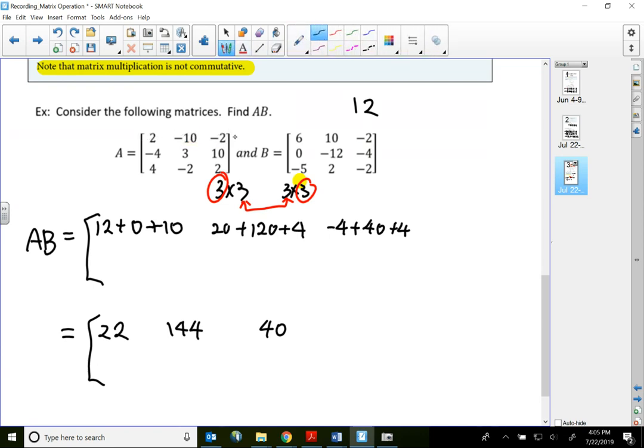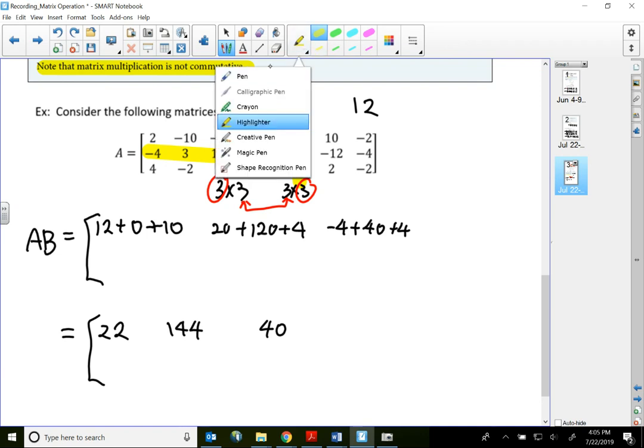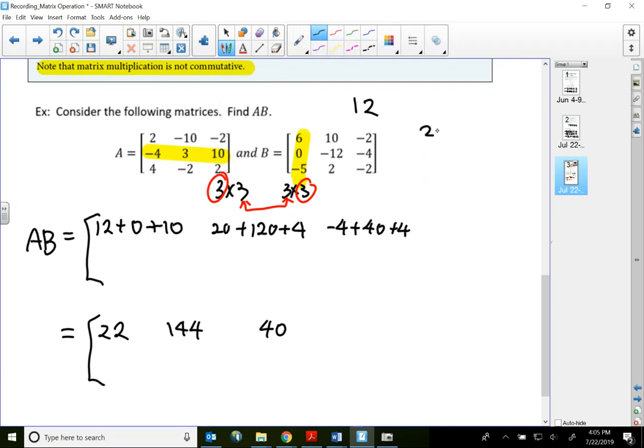Now, that's it for the first row, right? First row goes against all 3 columns. Now, let's do the second row, first column. So think about what I just said. Second row, first column gives you the 2, 1 entry. That will be this entry right here. So negative 4 times 0 is 0, plus 3 times 0 is 0, plus 10 times negative 5 is negative 50. So that would just be negative 50 here. All right.